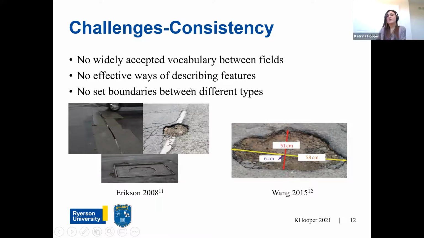And to further this, there aren't any set boundaries between different types of negative objects until my proposal of the 3 types of negative objects. And this is a problem, again, because if you identify this as a pothole and this is a pothole, who's to say that they're different and who's to say that they're the same, because there isn't anything widely accepted.